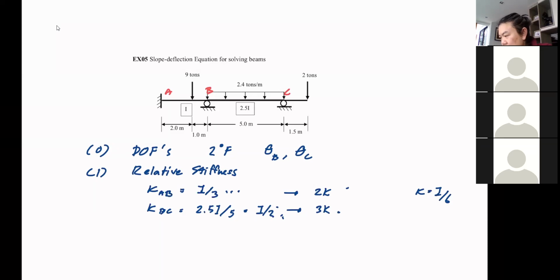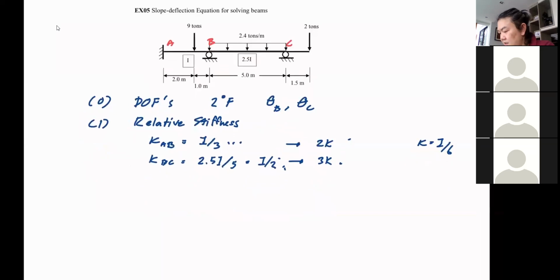So for those of you who are really confused by this, you can just stick to I over 3 and I over 2. That's fine because it's relative. So I over L, I over 3 and I over 2, they are relative as well without having to do this. But I prefer to do it. Gives me a better picture.